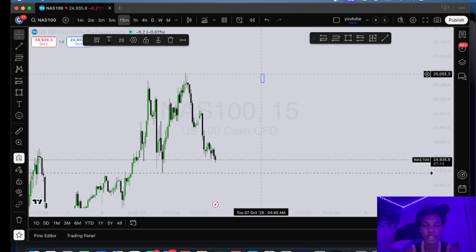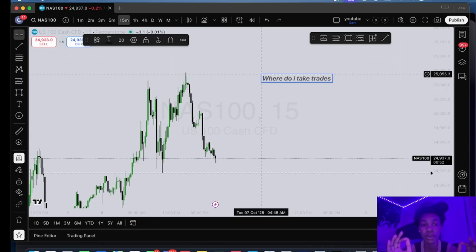The biggest question beginner traders ask me is this: where do I take trades? It's a good question to ask. You want to take trades at liquidity, aka highs or lows. I'm not going to get into it too much right now, but you want to take liquidity sweeps and reversals, especially if you are a new trader. These give you the best risk to reward management ratios of all time. I'm going to explain exactly why in just a second, but let's get into where liquidity is.